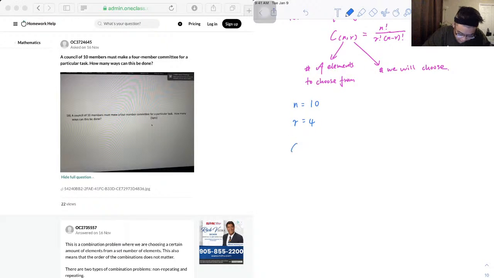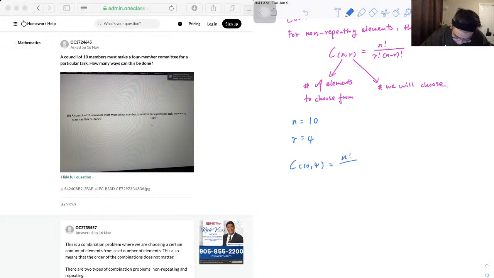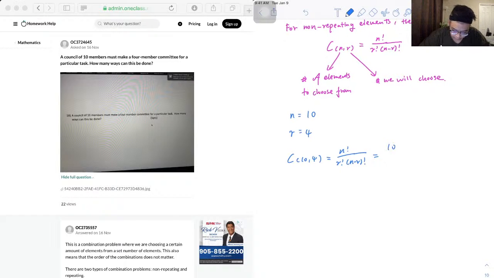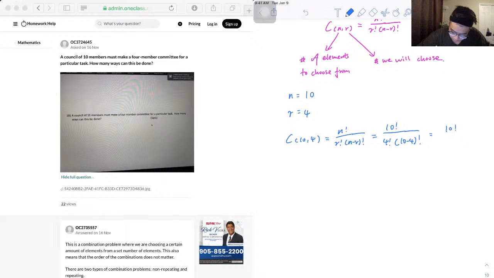So it becomes C(10, 4) equals n factorial over r factorial times (n minus r) factorial. Here n factorial is 10 factorial, r factorial is 4 factorial, and n minus r is 10 minus 4 factorial. Which will give us 10 factorial over 4 factorial times 6 factorial.